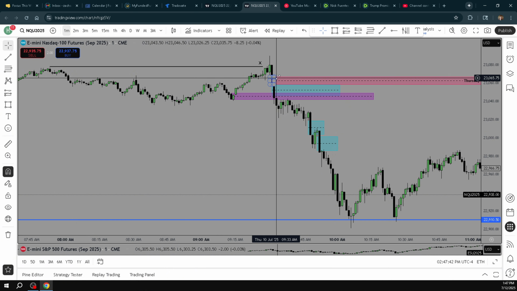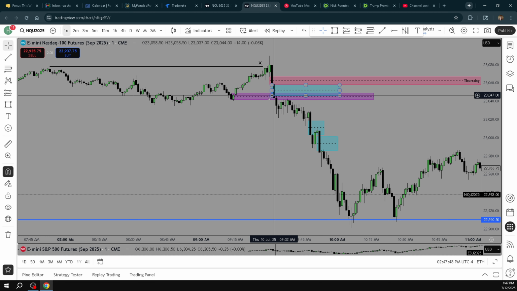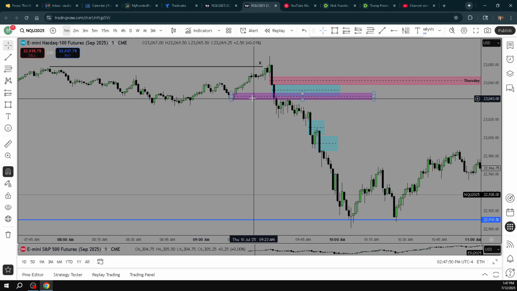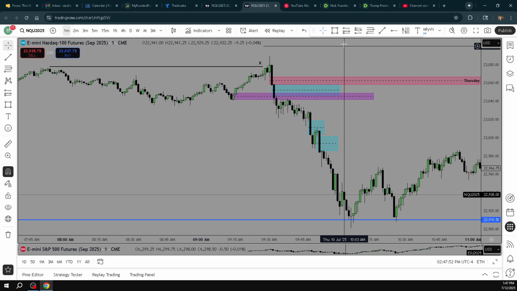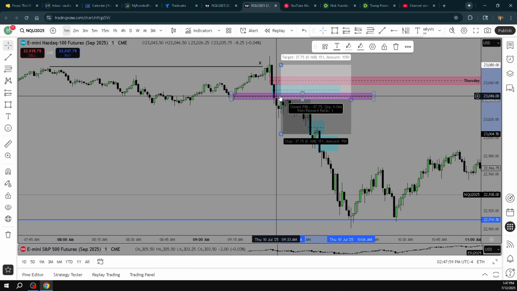This red box is the first presented fair value gap for Thursday, the 10th of July. We create another one, and we close below this series of downward closed candles. That's a breaker, bearish breaker. So let's take off the magnet tool. Let's say we take the short on the breaker, retest right there.